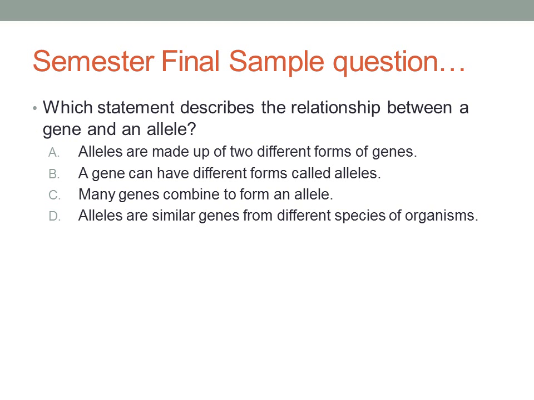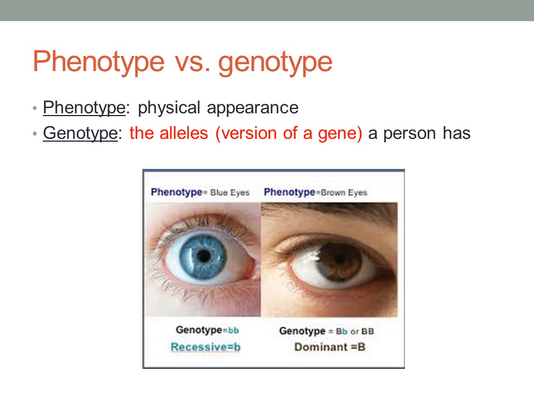Okay, so here's a sample question. Which statement describes the relationship between a gene and an allele? A, alleles are made up of two different forms of genes. B, a gene can have different forms called alleles. C, many genes combine to form an allele. D, alleles are similar genes from different species of organisms.